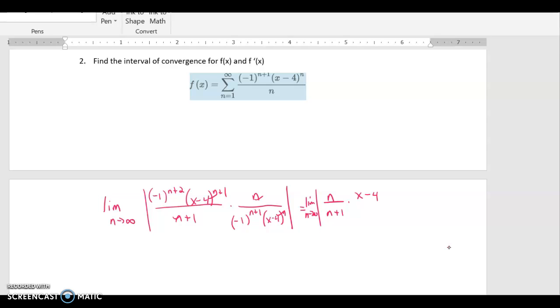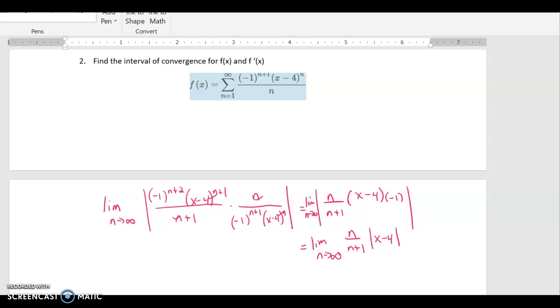So now I got a -1 to the n plus 2 over -1 to the n plus 1. So remember, you're subtracting exponents. So that's just going to leave you with a -1. Okay, so it cleans up pretty nicely. So I'm looking at the limit as n goes to infinity of all of that. The absolute value of -1, we're not going to have to worry about that. The n's are also positive, so we can get rid of the absolute value. We're going to look at the limit as n goes to infinity of n over n plus 1, times the absolute value of x minus 4, which isn't affected by our limit.